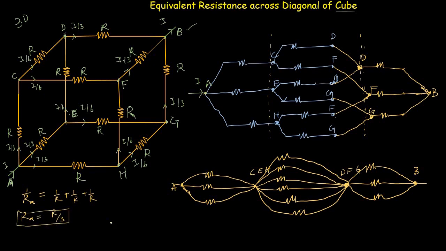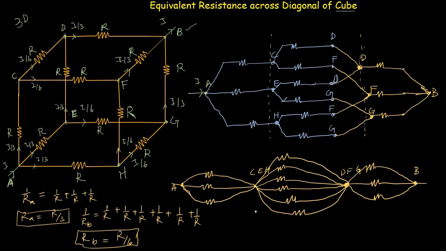And for these 6 resistors, let's say 1 divided by RB is the equivalent resistance of these 6 resistors, which is equal to 1 divided by R plus 1 divided by R plus 1 divided by R plus 1 divided by R plus 1 divided by R plus 1 divided by R. So the equivalent of these 6 resistors, RB, from this will be equal to R divided by 6.